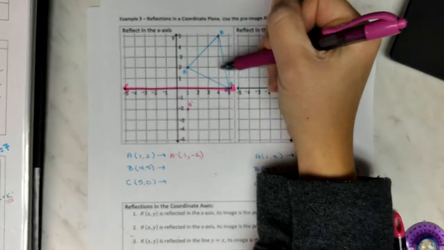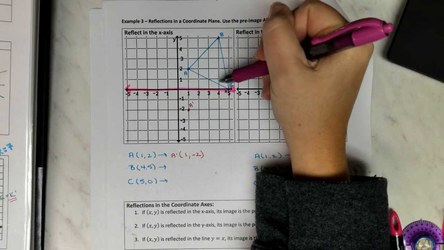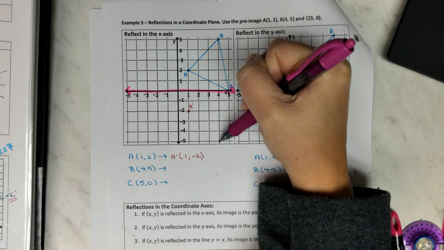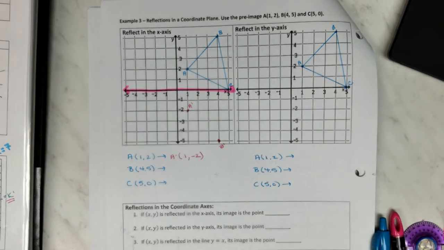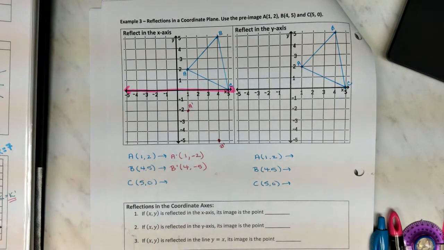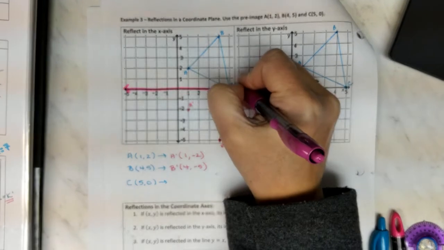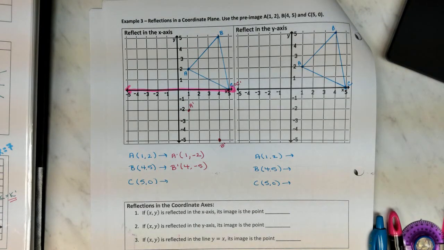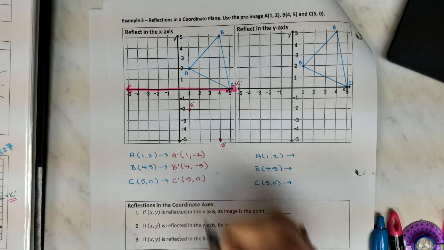Okay. Now B is right here. It's 5 above, so it's 5 away from that pink line, so we're going to go 5 below. That's where B prime is going to be. So B prime is right 4, down 5. Okay. Now C is 0 away from the line, so C prime is also going to be 0 away from the line, and it's going to be right there on C. So C doesn't move, so C prime is at 5, 0 also.